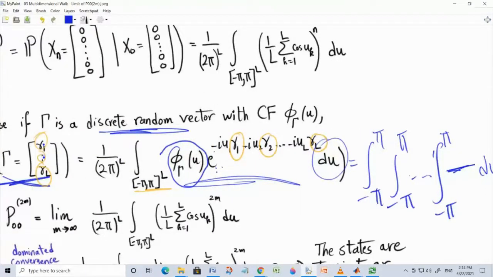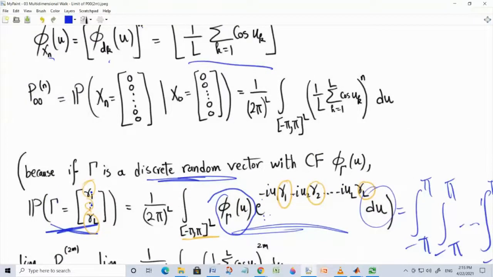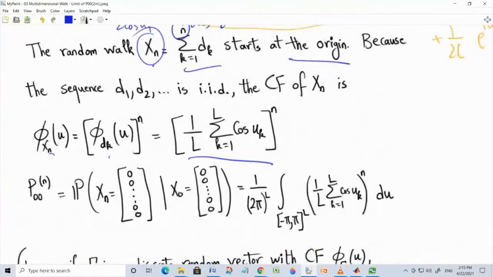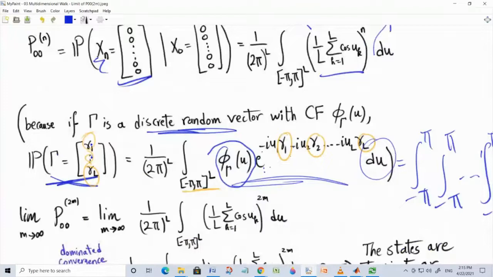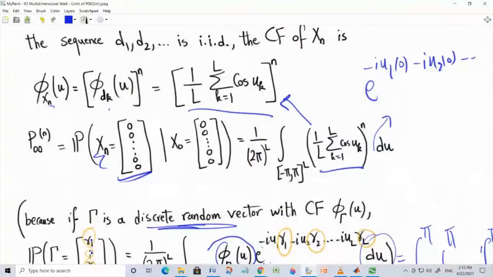Okay, and for those of you who remember, this actually looks like the inversion formula for the discrete time Fourier transform. But for us here, what we will do is just use it. So what is the probability that x of n is equal to 0? According to the recipe, you will take the characteristic function and multiply it by e to the minus iu1, and then the first component here. We are basically concerned about returning to the origin, and so the first component will be 0, the second component will be 0, and so on. So basically the exponential that is in the general formula will be equal to 1 in our case here, and then we have this integral.